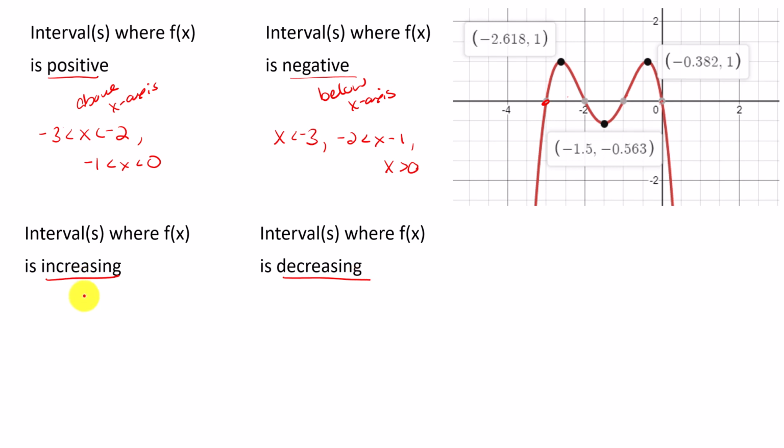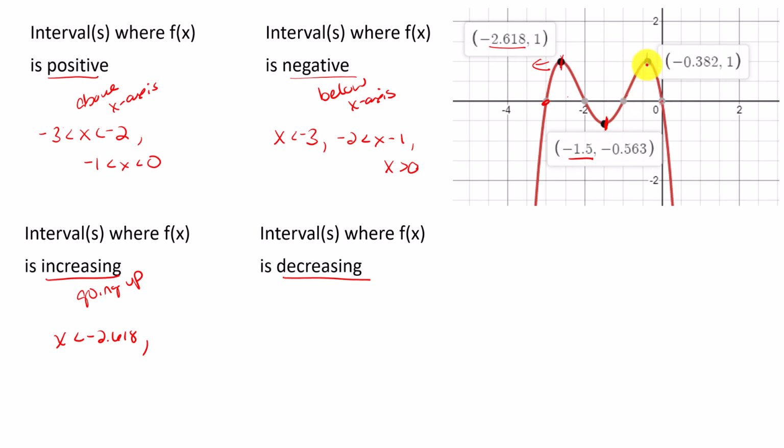Okay, so remember increasing again means going up. If I start tracing, am I going up? I am. I'm going up and I'm going up until I get to this point, which has this x value, so that's to the left of that. So I'm going up when x is less than negative 2.618. Then I start going down until I get to here, which has an x value of negative 1.5. And after that, I'm going up again.